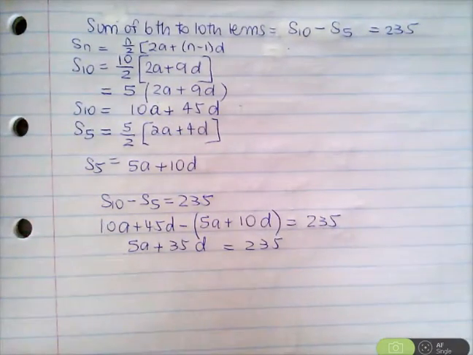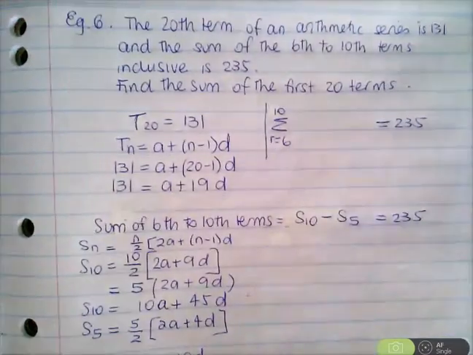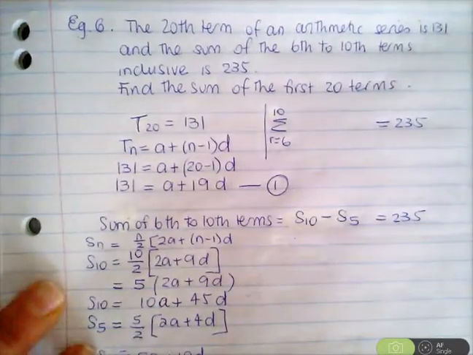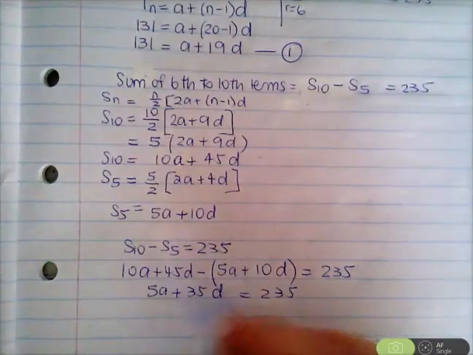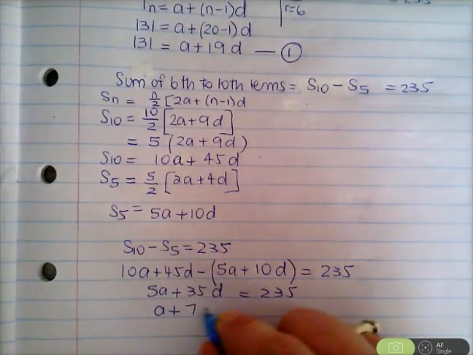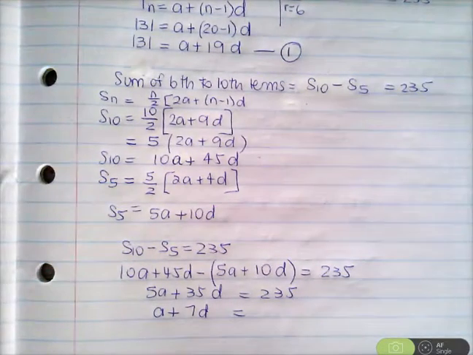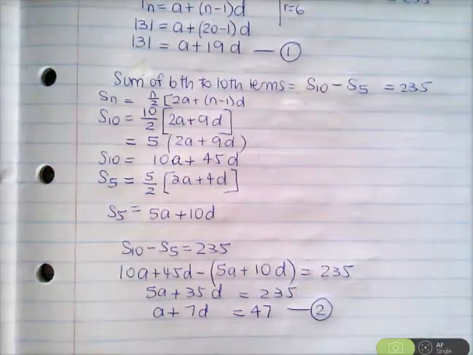Now, we need to solve simultaneously. We were told that the 20th term was 131, so that's my first equation: 131 equals a plus 19d. And this is going to be my second equation, but I can actually divide all these by 5, and I get a plus 7d equals 235 divided by 5, I think, is 57. Just checking that. Oh, 47, sorry, it's 47. So that's going to be my second equation.